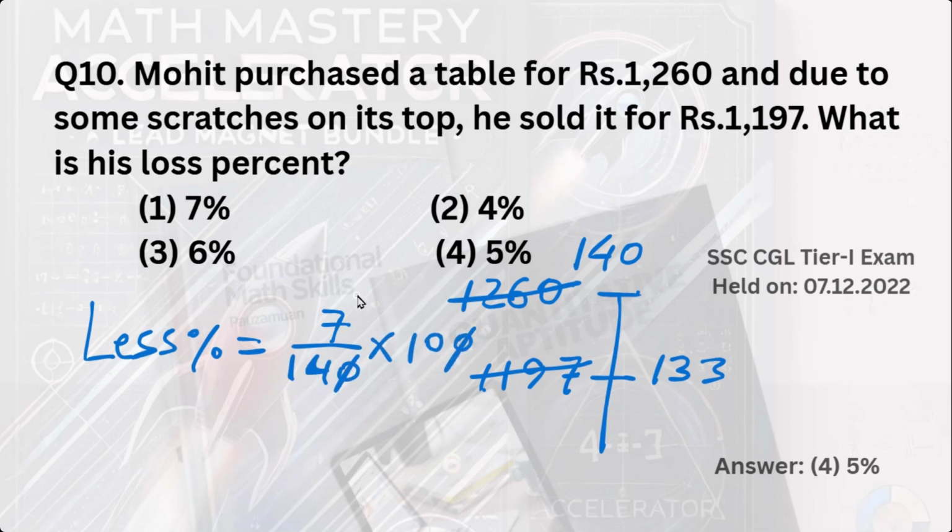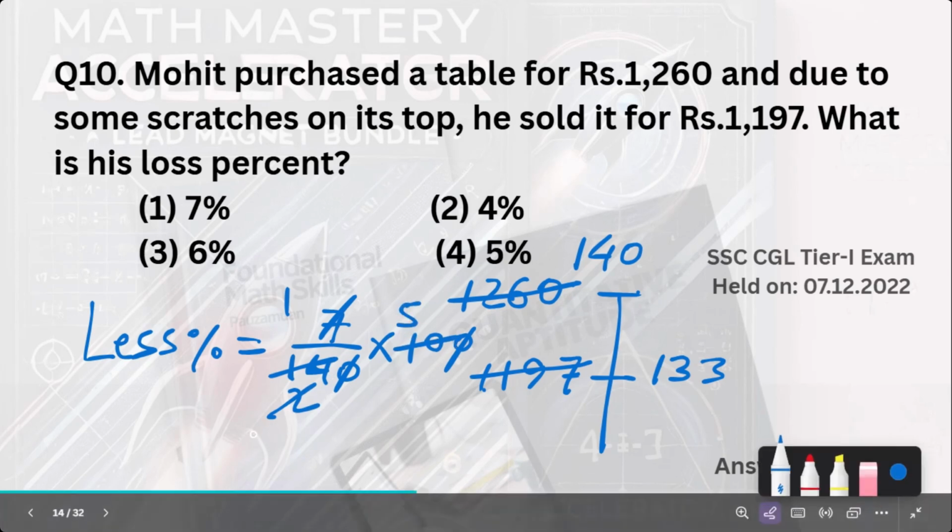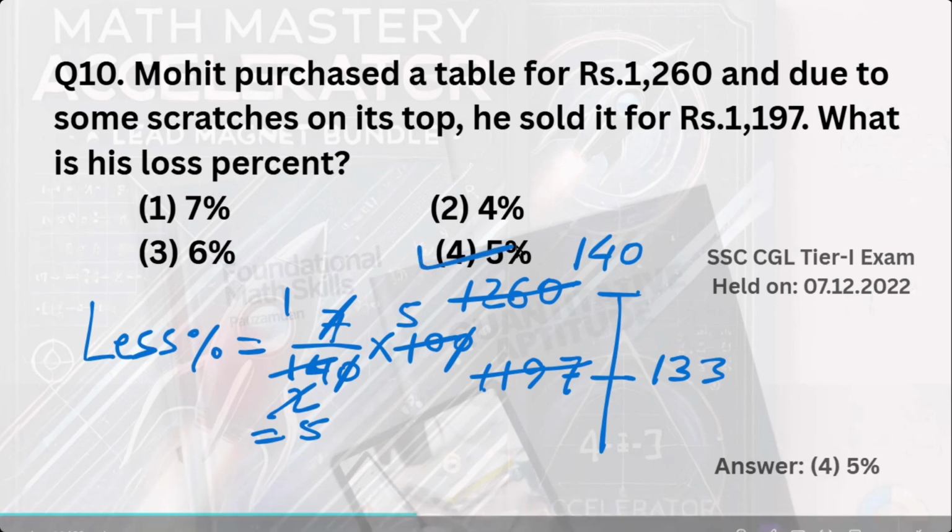Cancel 0, 0. 7 ones are 7. 7 twos are 14. Cancel 2 and 10. 2 fives are 10. The answer is 5. Option 4 is the right answer.